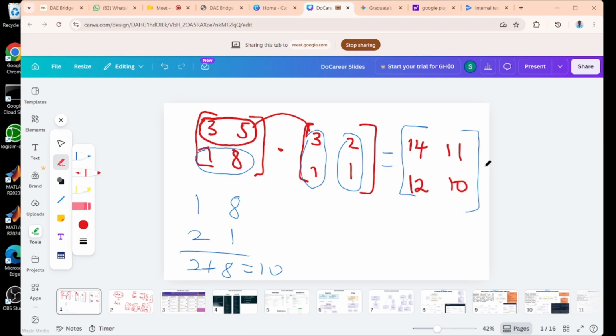So this is the result of this multiplication. So you can see that at the end, this is also 2 by 2 from the predicted size that we got.